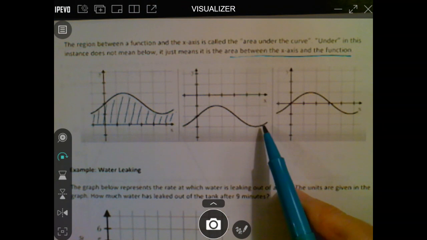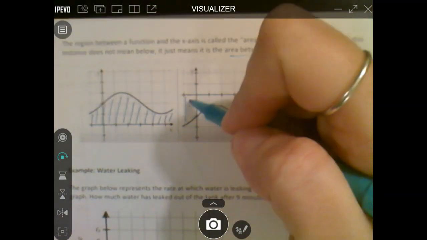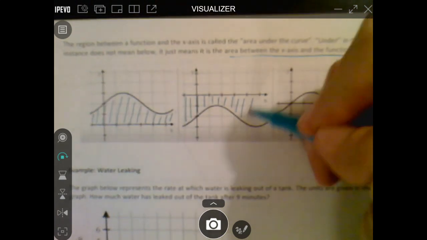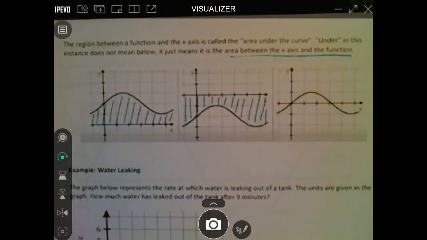This curve here is all under the x-axis, so the area under the curve would actually be the area that's above the curve but below the x-axis. So we'd be talking about this area here.